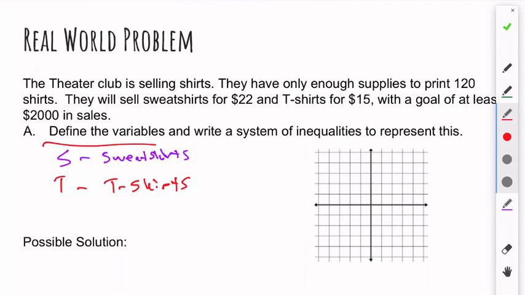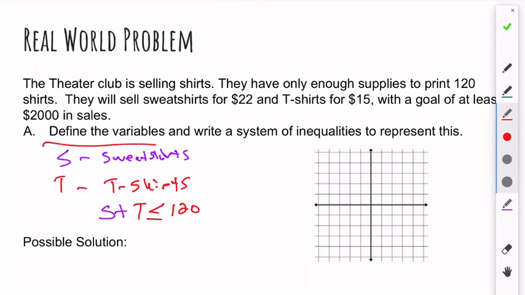Now I need to write a system of inequalities. So I know that we have only enough supplies to print 120 shirts. Some of them are going to be t-shirts, some sweatshirts, but I don't know how many of each. So I can use my two variables and just say, okay, no matter what, S plus T has to be less than or equal to, because it says we could print up to 120. So that has to be less than or equal to 120. All right, that's the first thing that I need to establish.